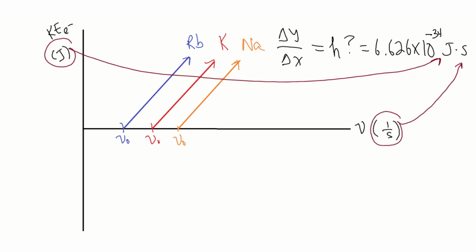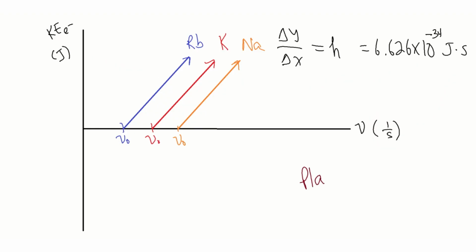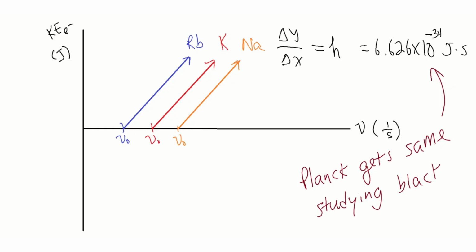So Einstein's looking at the photoelectric effect. And a few years earlier, Max Planck gets the same constant appearing when he's studying blackbody radiation. So that same number is appearing in two different phenomena. And if you think about that, that's the universe telling us something. But back to these graphs.